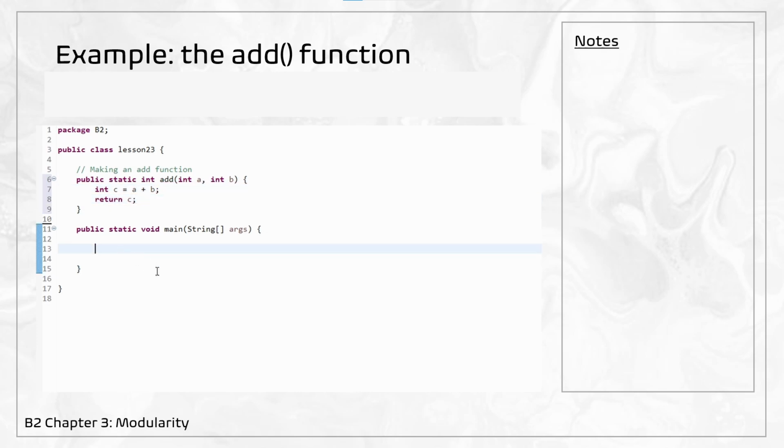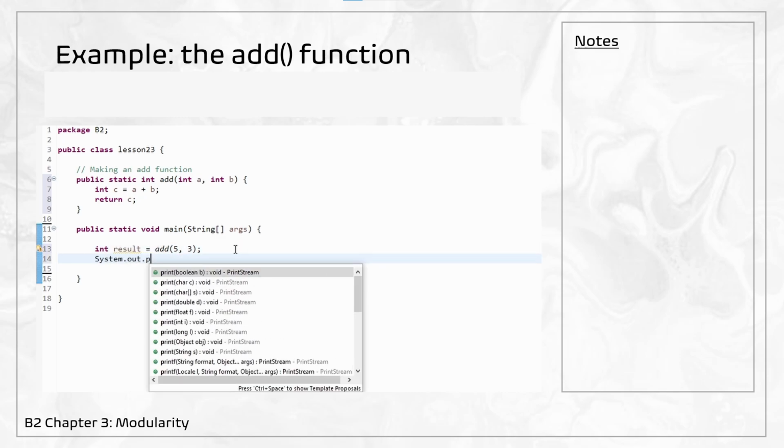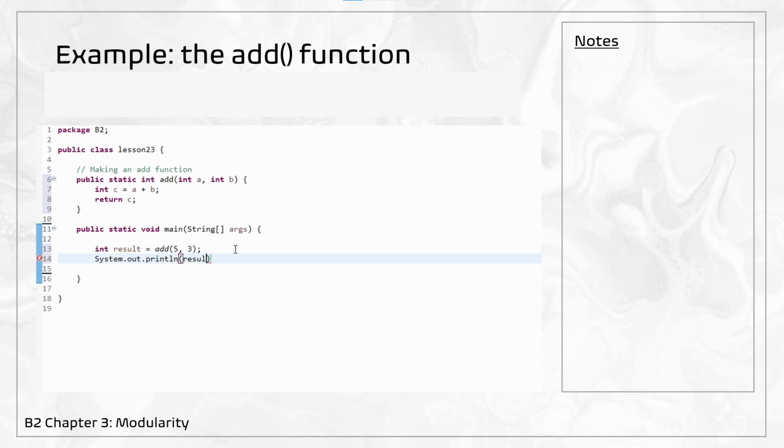And now what we can do is call the function in here, so we can call add, and let's say 5, 3. And because this function returns an integer value, we can store the result inside of here, like this. And then we can just print results, and what we get is 8 over here, which is to be expected.